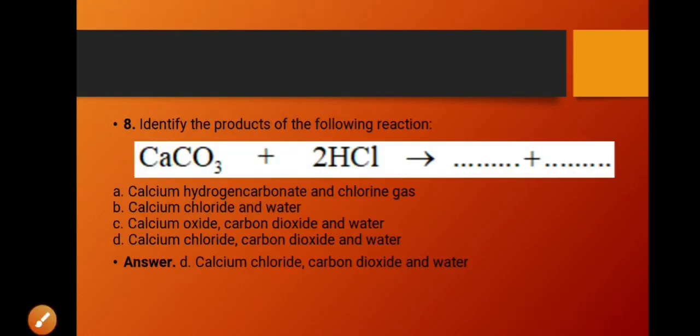The next question is: identify the product of the following reaction. There is one reaction in front of you, CaCO3 plus 2HCl will give.